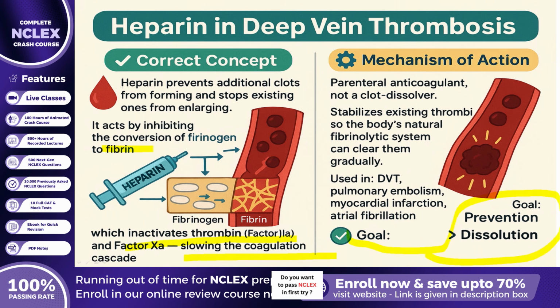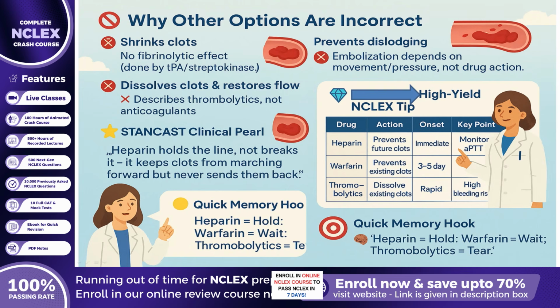Exploring the incorrect options, option A, heparin helps shrink the blood clots that are already formed, is inaccurate because heparin has no fibrinolytic action and cannot reduce the size of existing clots. That function is exclusive to thrombolytic agents such as tPA or streptokinase. Option B, heparin dissolves existing clots and restores normal circulation, is also incorrect since this describes the mechanism of thrombolytics, not anticoagulants. Heparin prevents further clotting but does not restore normal circulation immediately by dissolving thrombi.